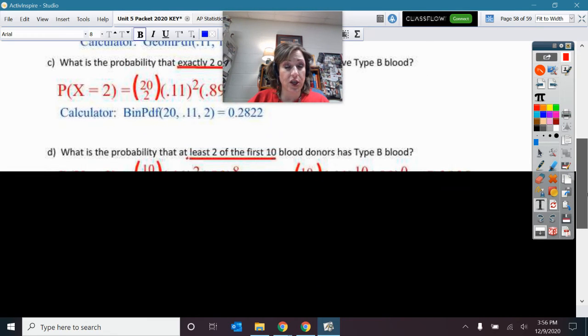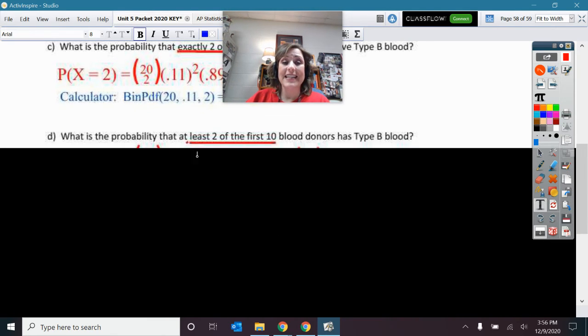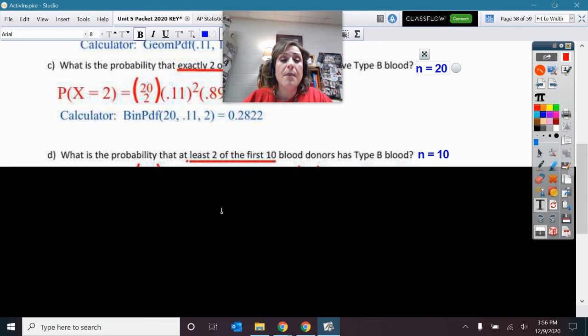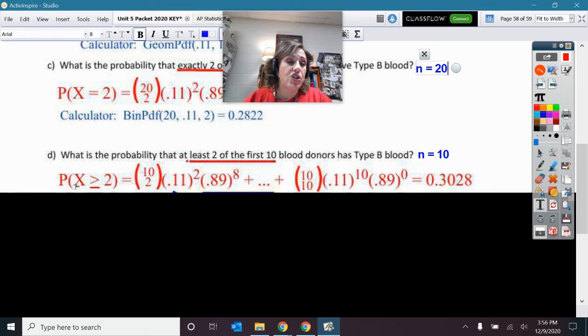All right. Now look at here. What's the probability that at least 2 of the first 10 donors have type B? I have a set number of trials, so I know my n is 10, just like on that previous problem I knew my n was 20. That is again why I know I have a binomial situation. But I want at least 2. So at least 2 means I want 2. Remember thinking, do we include it or not? Yes. I want 2 up to 10.